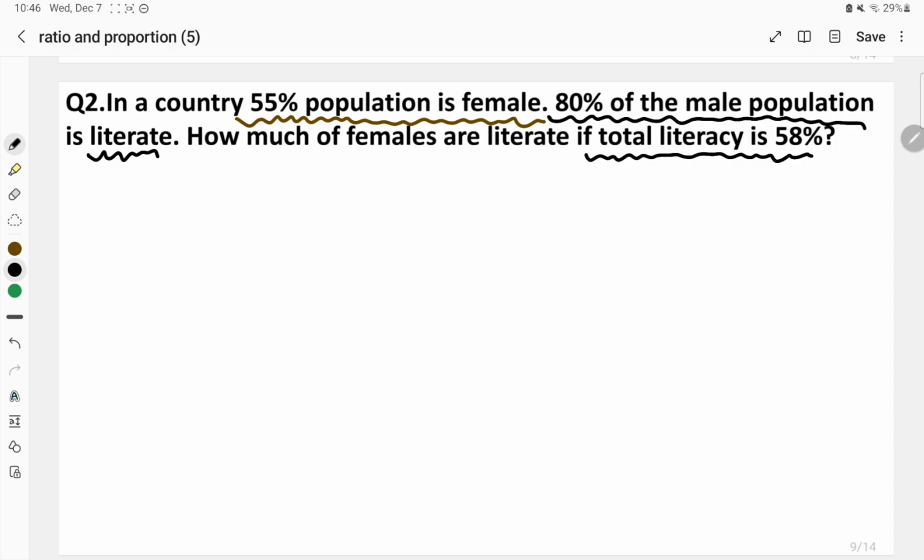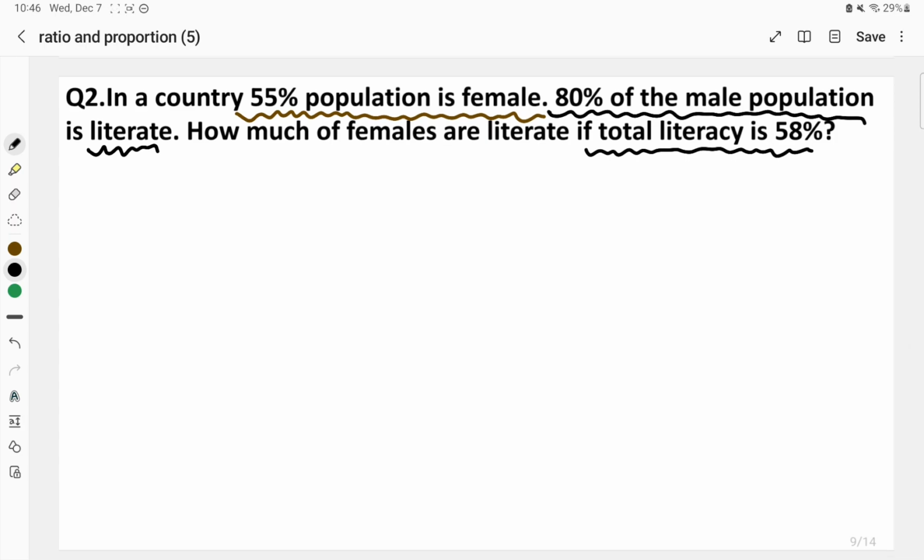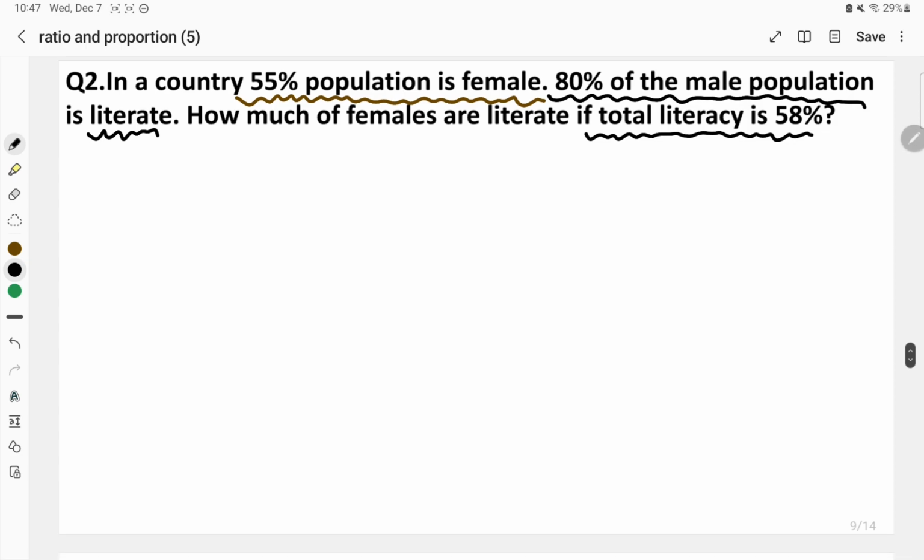Look at the data once given in the question. Total literacy ka percentage diya, that is 58%. Female population is given. Not literate, only female population is given, which is equal to 55%. The second thing that is given to us over here is the male population, which is equal to 80%. Okay, this is the literate population. Okay, we have to calculate the literate population for the female. Now in such case, whenever the question is regarding the population, always consider or take the value of the total population as 100. Consider the total population is equal to 100.